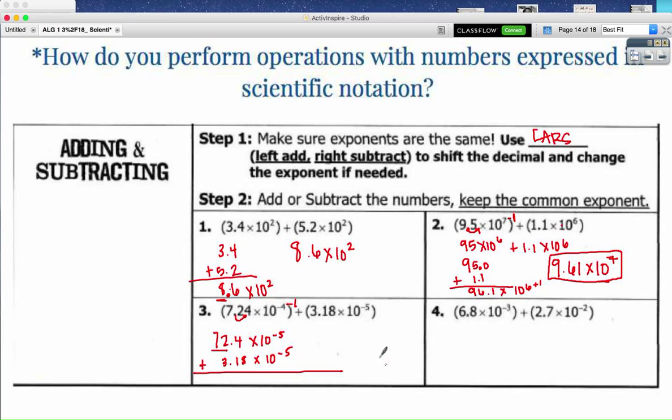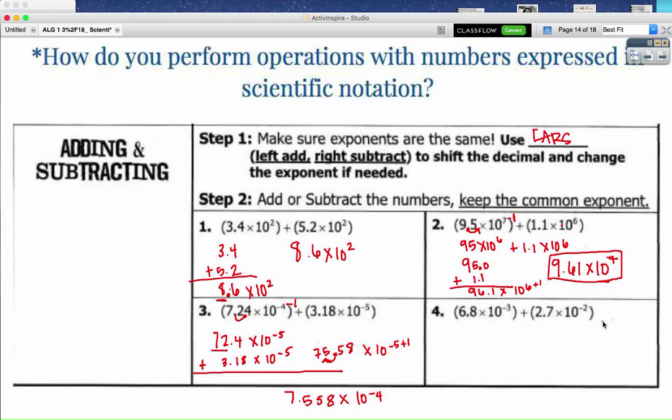So that's really going to stay an 8, and then that'll be a 5, and then that'll be a 5 and a 7. So 75.58 times 10 to the -5th. It's the answer, it's just not in proper scientific notation form. So I've got a 75 in front of the decimal. I need to make it just a 7. So I'll move the decimal 1 place to the left, which means I'll add 1 to the existing exponent. So move it 1 to the left and add 1. The real answer is 7.558 times 10 to the negative 5 plus 1 is negative 4.